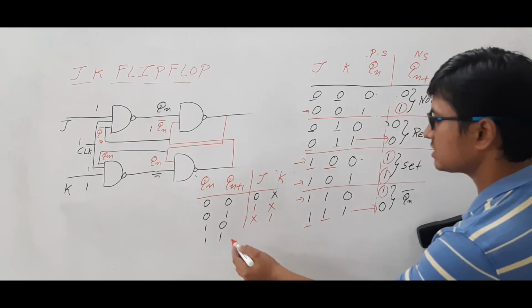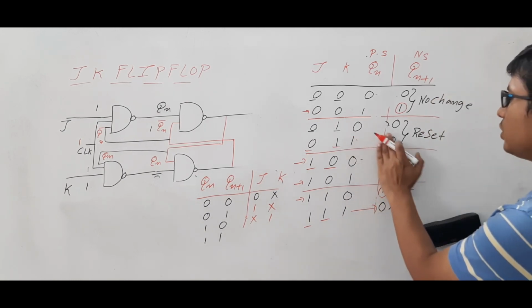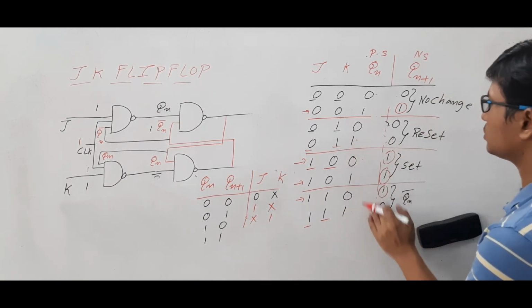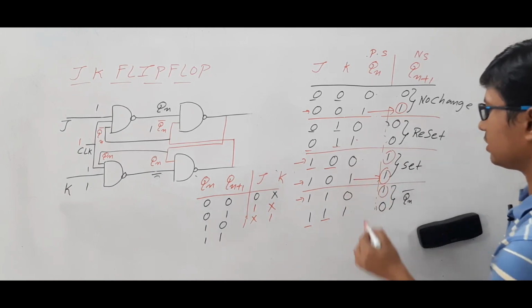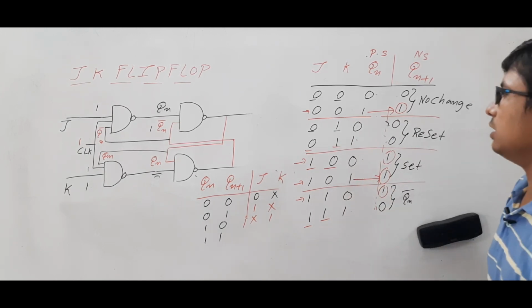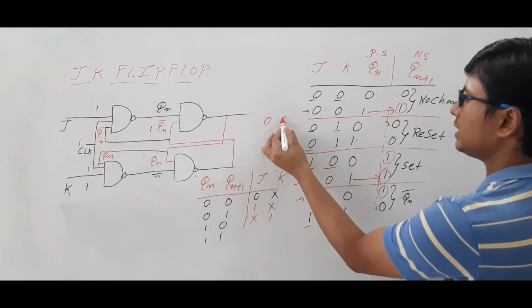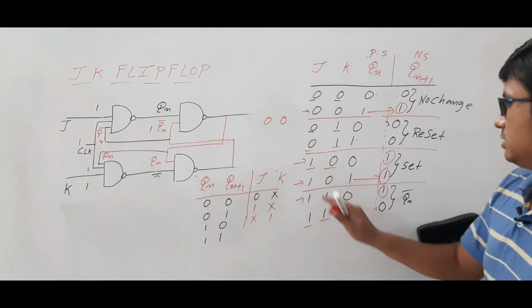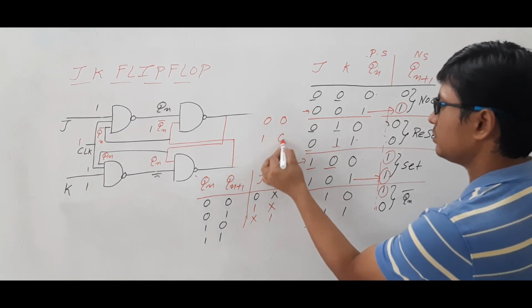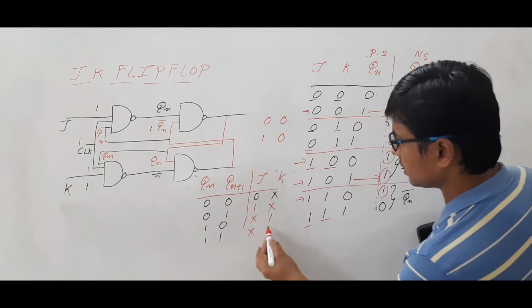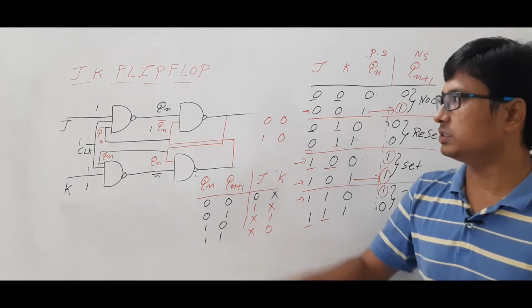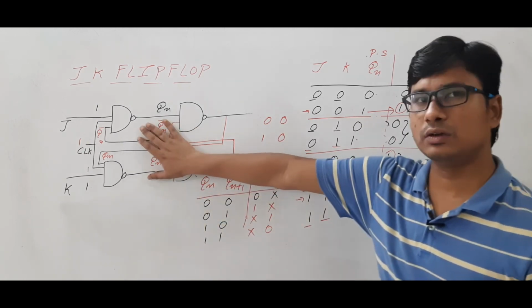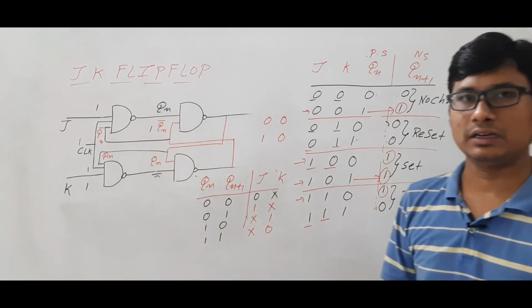Now next we will see the final one. Qn is 1 and Qn plus 1 is also 1. This is one combination. This is another one. Look at what the J and K values are. J value is 0 and K value is 0. J value is 1, K value is 0. So which is don't care and 0. So this is the excitation table of the JK flip-flop. This is the circuit diagram and this is the characteristic table.